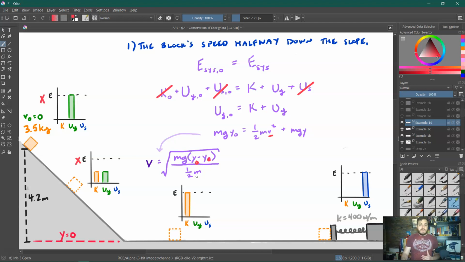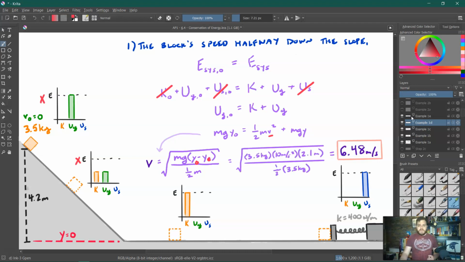And if you want to, you could even cancel out the masses here. I didn't for right now. We plug in our numbers, so we get 3.5 kilograms times 10 meters per second squared times half of the height, because that would be 4.2 minus where it's located now, which would be 2.1. So our change in y is 2.1 meters. Divided by 1/2 times 3.5 kilograms equals 6.48 meters per second. So that would be the velocity of the block halfway down the slope.